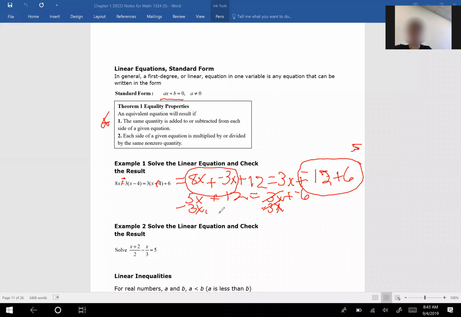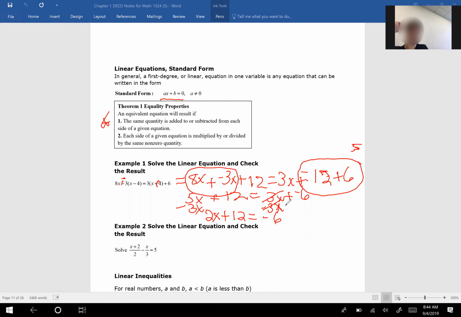2x plus 12 equals, what's the only thing left on the right side now? -6. -6, very good. Because those x terms canceled out, but I'm left with a -6. Now, my goal is to solve for x. So eventually, I want x to be the only thing on the left side.